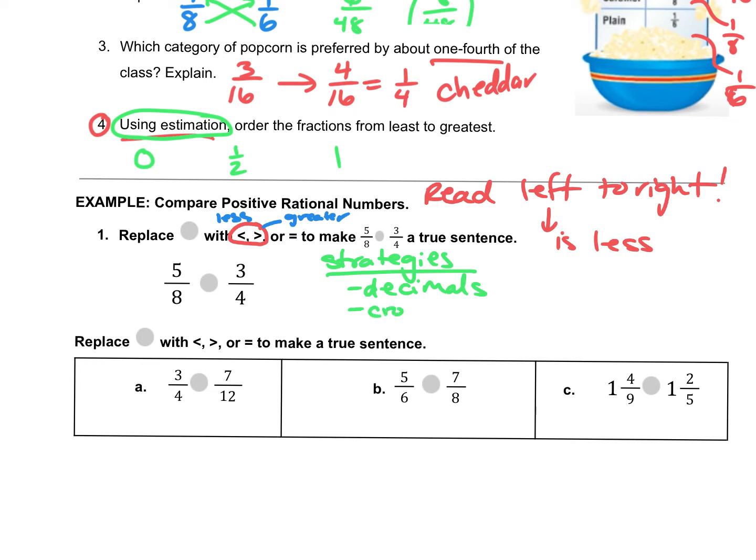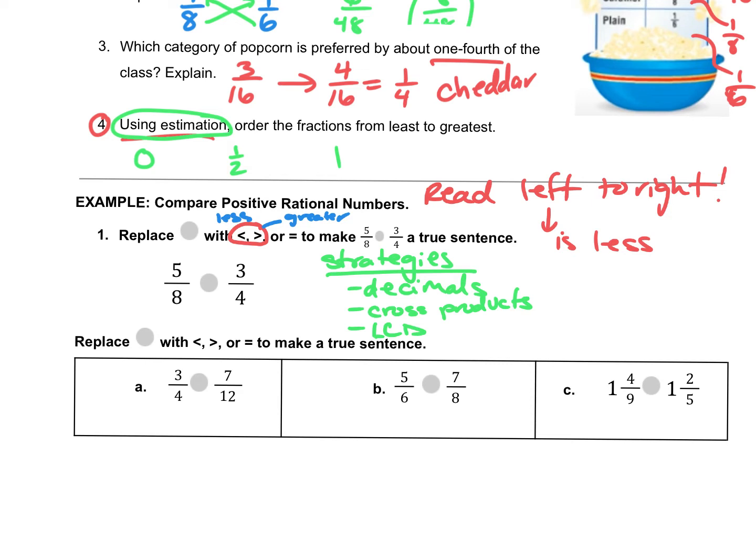You can use your cross products, and that would change it to have a common denominator, but not necessarily the least common denominator. And then you could find the least common denominator and compare them, then compare the numerators. And we'll talk about all of those, and they should ring a bell.